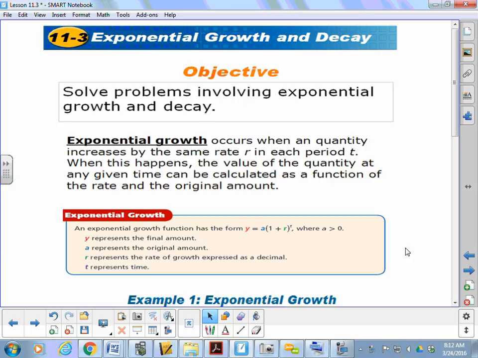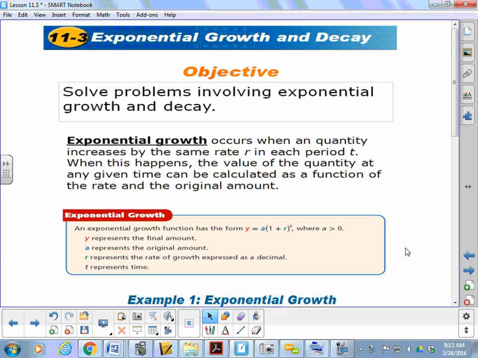We're going to talk about exponential growth and decay. So after the test yesterday, you were working on geometric sequences. And all geometric sequences are exponential functions. Okay? That's all they are. There's another type of sequence called arithmetic sequences, and those are just linear functions. So today we're going to talk about exponential growth and decay.